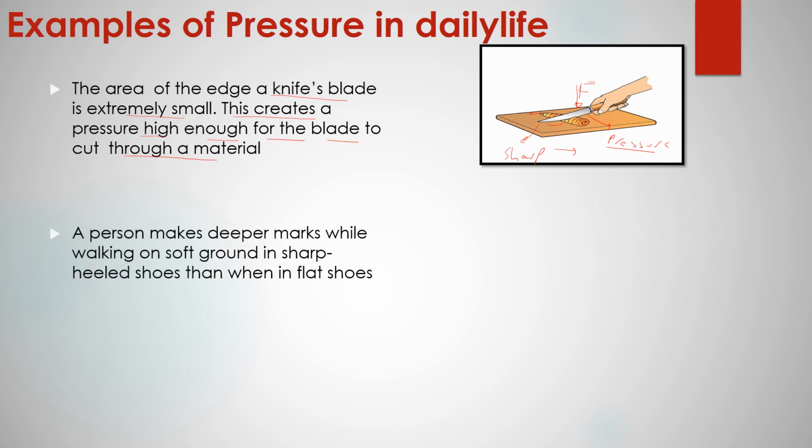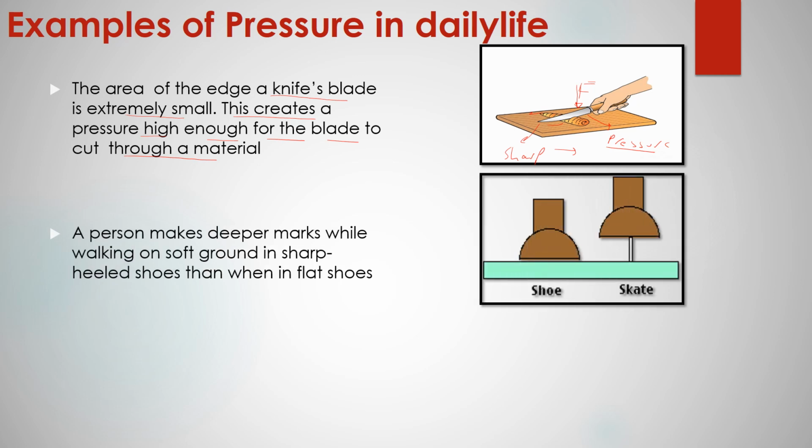And another example in daily life, we can say that you see a person makes deeper marks while walking on soft ground in sharp-heeled shoes than when wearing flat shoes. You see here, this small area which is touching the ground is very small, isn't it? So suppose the same person is wearing two different shoes.